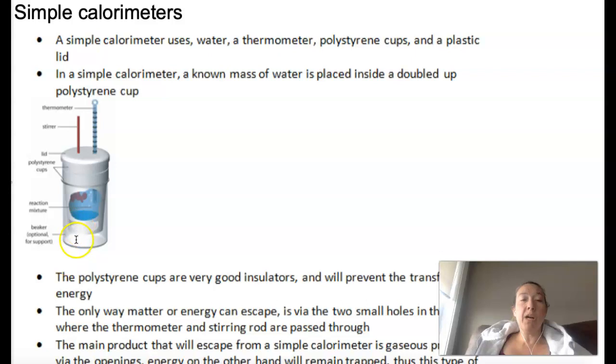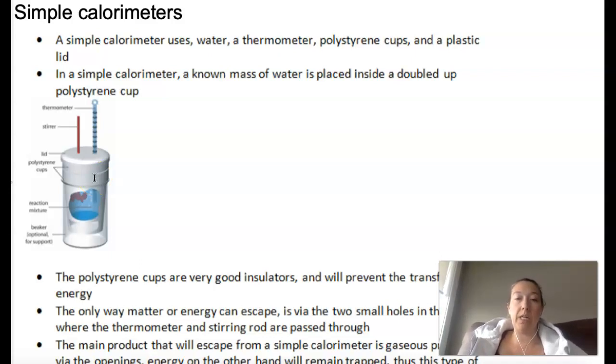So doubled up styrofoam cup, water. Our chemical reaction is going to happen in the water. So obviously, I cannot use a simple calorimeter for a combustion reaction because combustion doesn't happen in water. But I can use it for other type of chemical reactions that are not combustion equations. Okay, there's then a lid that goes on top. This diagram shows you a stirrer and it shows you a thermometer. We generally tend to just use the thermometer and we stir with the thermometer, so we don't actually need a stirrer as well. If anything, that just introduces an additional hole, which is another spot for energy to escape.